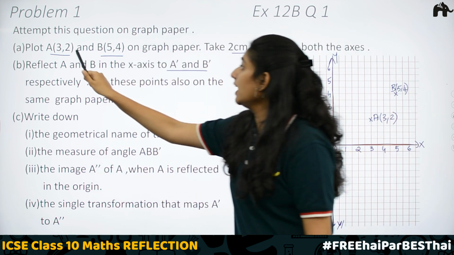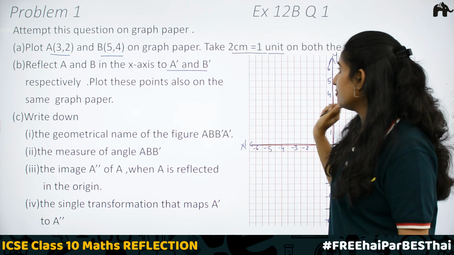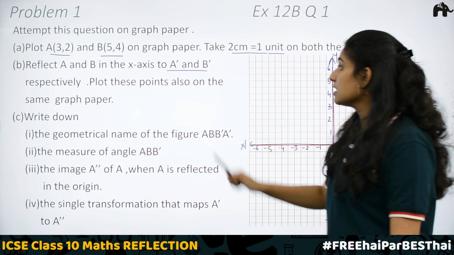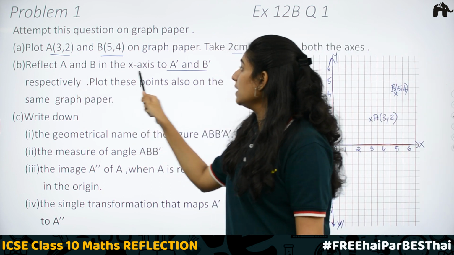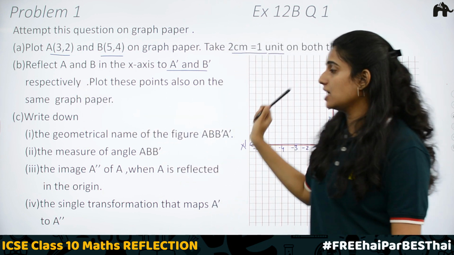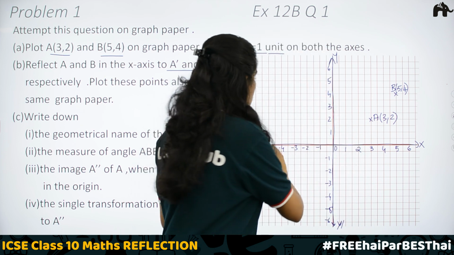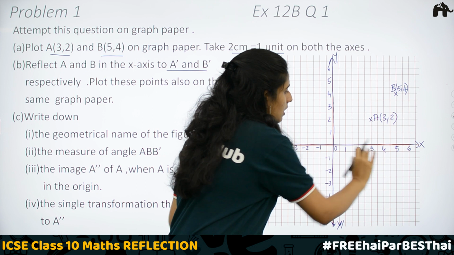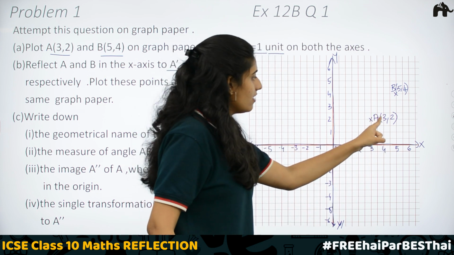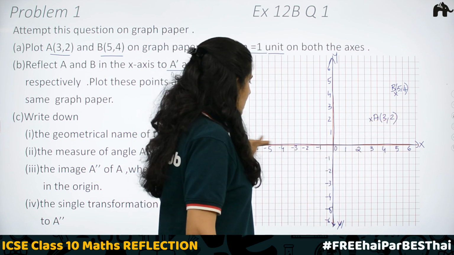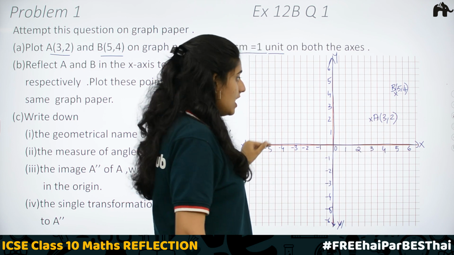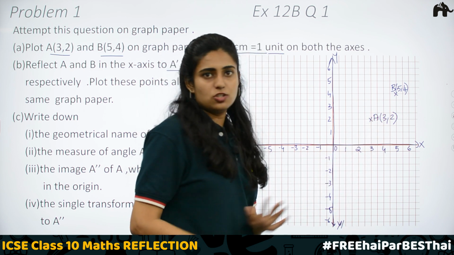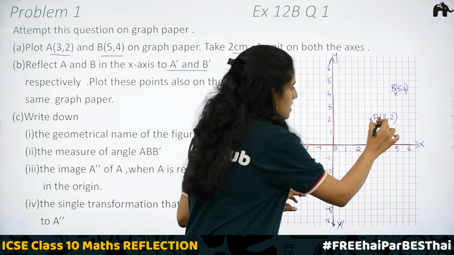We have to plot A(3, 2) and B(5, 4) on graph paper and we have taken 2 cm equal to 1 unit. Next, B part, reflect A and B in the x-axis to A dash and B dash. X-axis is taken as the mirror line. Where do we get the image of A? Here we have A(3, 2). When x-axis is taken as the mirror line, the x-coordinate should remain the same and the y-coordinate should change.